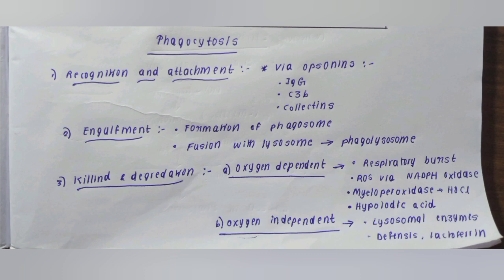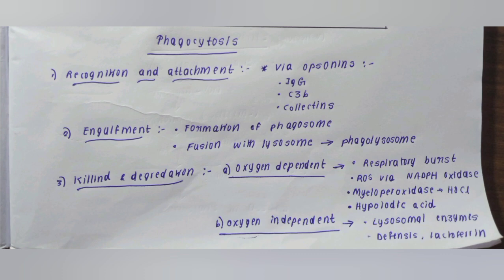Phagosome formation takes place, and then it's going to fuse with the lysosome to form a phagolysosome, and that phagolysosome will perform killing. How does killing or degradation happen? It can be oxygen dependent or oxygen independent. Oxygen dependent is the respiratory burst, reactive oxygen species via NADPH oxidase, myeloperoxidase to HOCl, and hypoiodic acid.